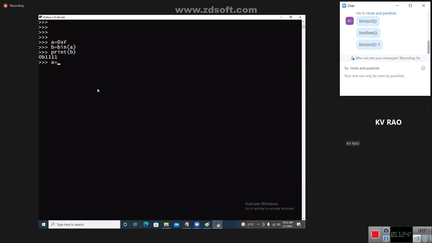Yes, a equals 0xFACE. Convert it directly into binary using bin of. Print it directly with bin. See, such a big number comes out in binary. You can use it directly. I am using bin of 0xBEE. I got it. So see, print of bin, I got this information like this.